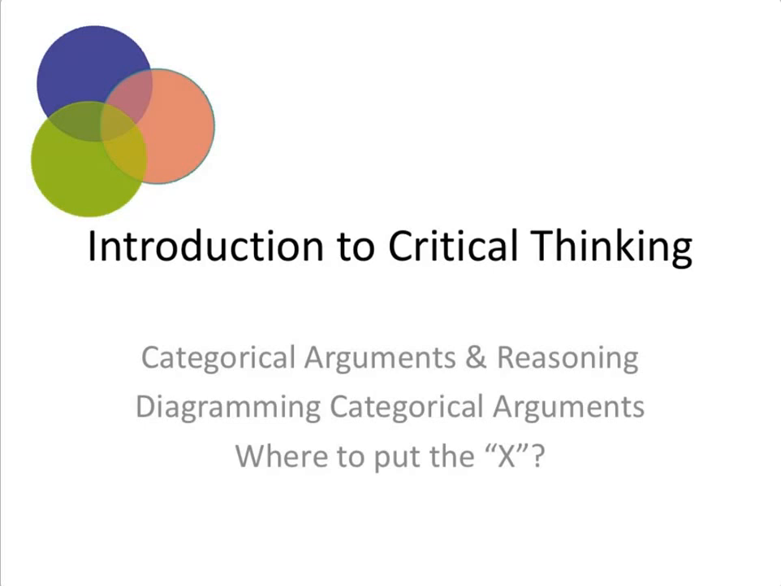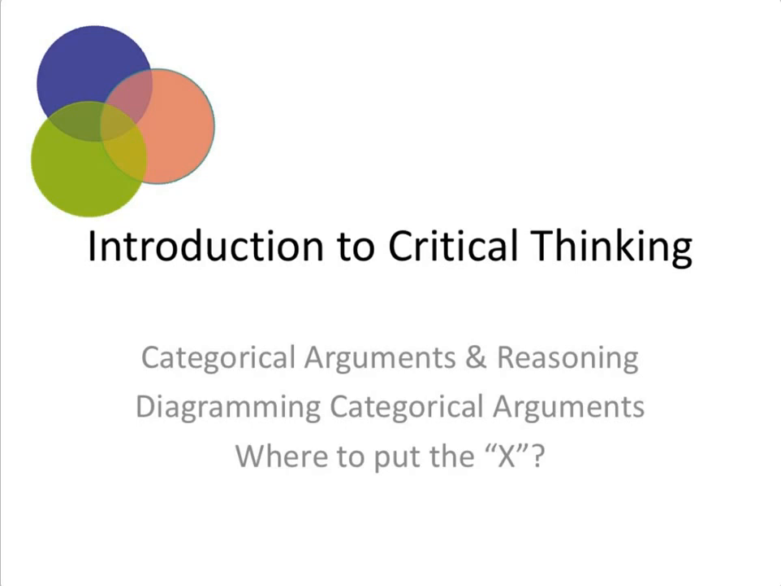In this video on categorical arguments and reasoning, I'll explain where to put the X for those categorical syllogisms using the Venn diagram method that uses an X in its diagramming. And I'll explain why the X sometimes goes on a line and why at other times it doesn't.